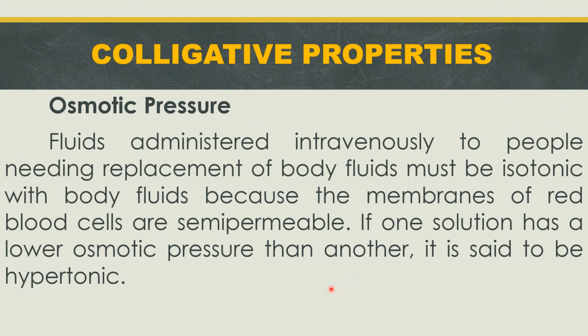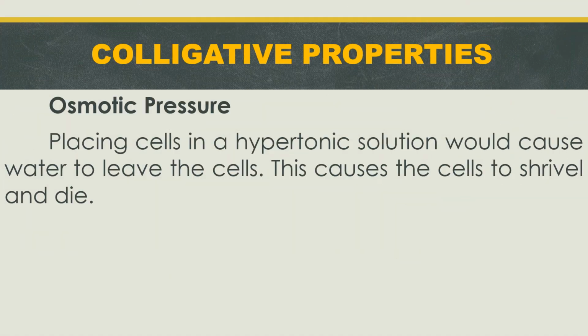One practical application of osmotic pressure is in the administration of fluids intravenously to people needing replacement of body fluids. These fluids must be isotonic with body fluids because the membranes of red blood cells are semi-permeable. If one solution has a lower osmotic pressure than another, it is said to be hypertonic. Placing cells in a hypertonic solution would cause water to leave the cells. This causes the cells to shrivel and die.